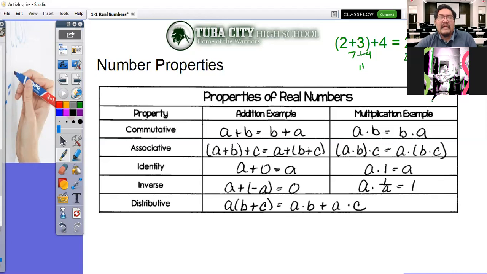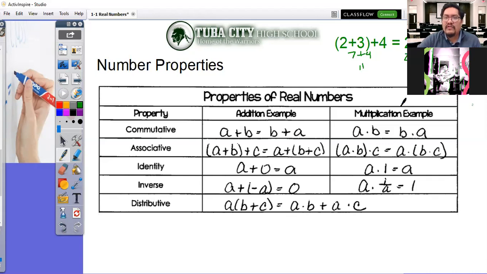Now you might be thinking, well, how is that different than commutative? Well, commutative says the order of the numbers you add or multiply doesn't really make a difference, but associative is a little bit different because with associative, the key word is the groups. The groups are what don't matter.